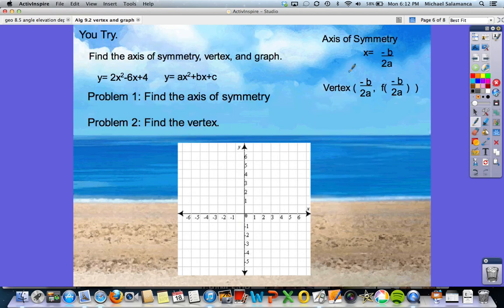Now it's your turn. I want you to, in problem 1, find the axis of symmetry. Problem 2 is find the vertex and then try graphing it.